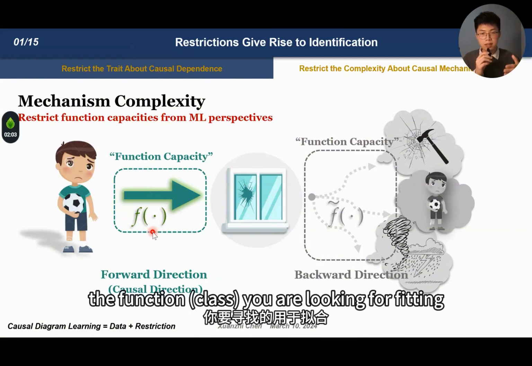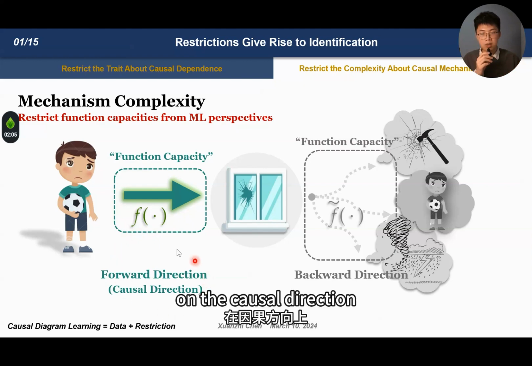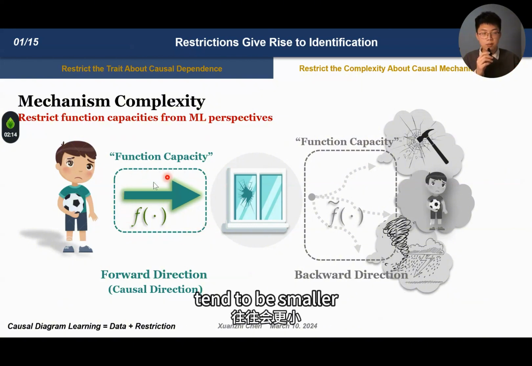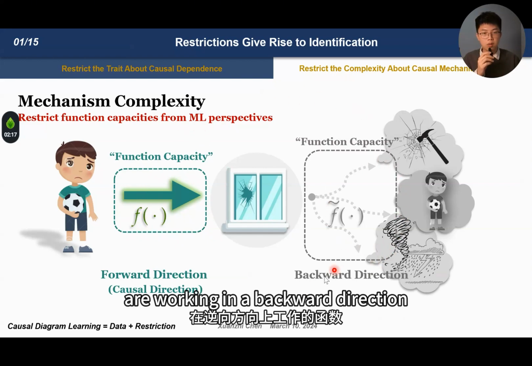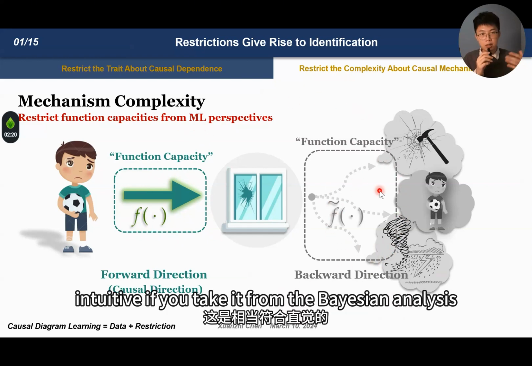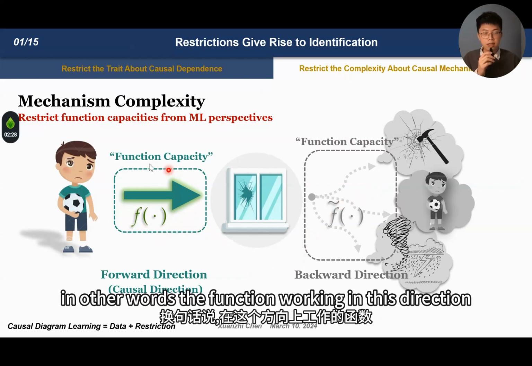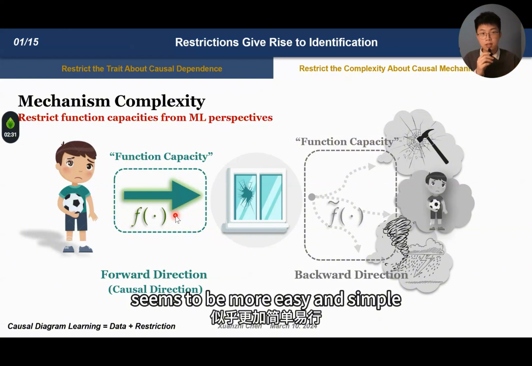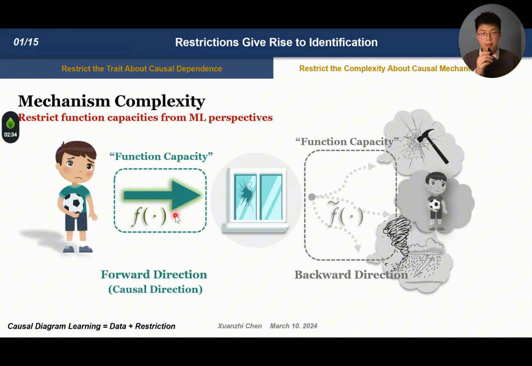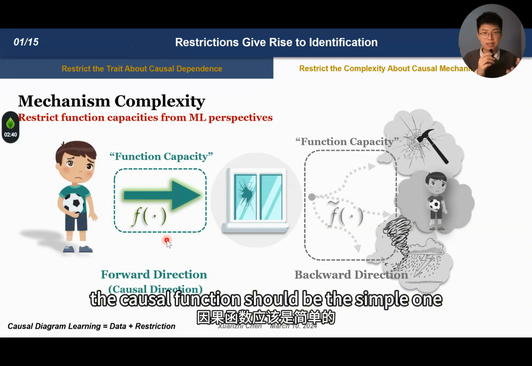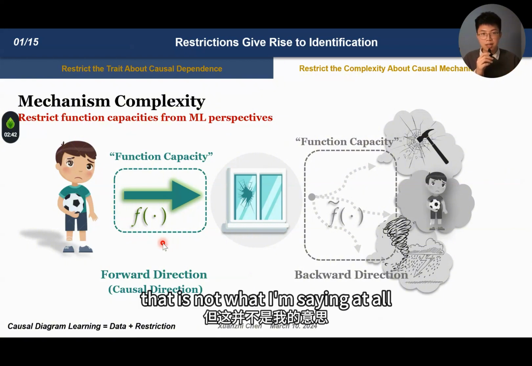the function you're looking for to fit such a mechanism in the causal direction, its function capacity, or we say its volume, tends to be smaller compared to the function working in the backward direction. And this is pretty intuitive if you take it from the Bayesian analysis, right? In other words, the function working in this direction seems to be easier and simpler. I know it sounds like I'm saying that the causal function should be the simple one. That is not what I'm saying at all.